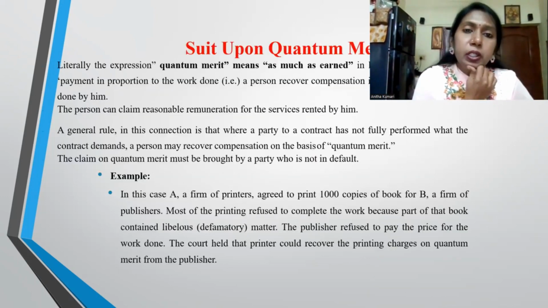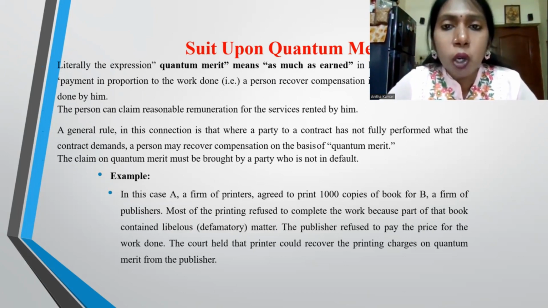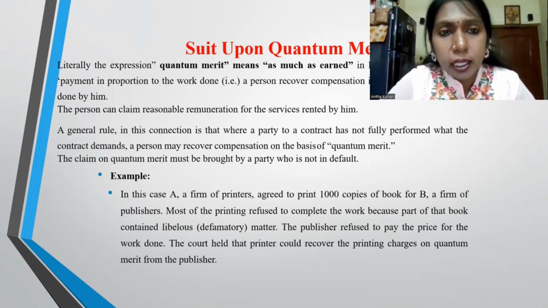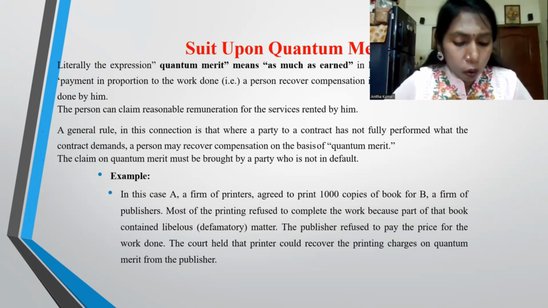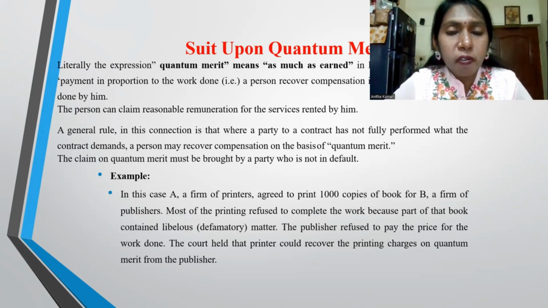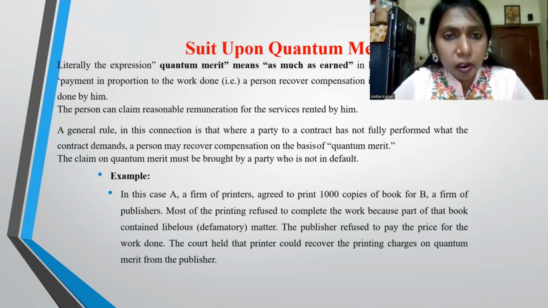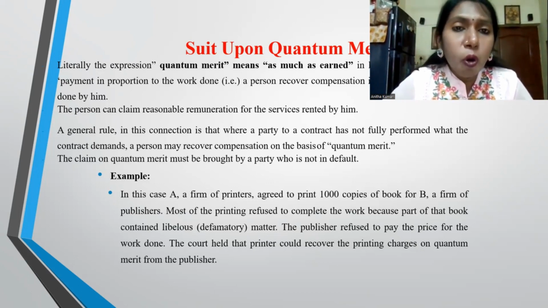Suit upon quantum meruit. What is called suit upon quantum meruit? Quantum meruit means as much as earned. What is meant by as much as earned? When two parties enter into a contract, one party starts to perform their promise based on the promise given by the other party. But after some period, the person who gave the order refuses to accept it or cancels the order. Because of that, the other party suffers. He can claim an amount for whatever work he has performed so far. That is called as much as earned.